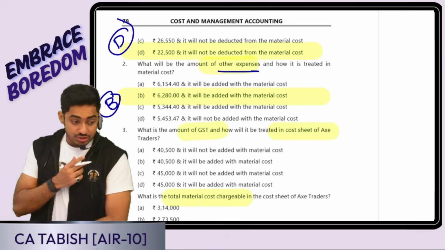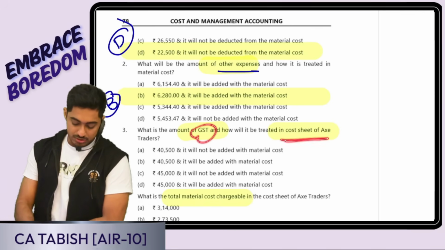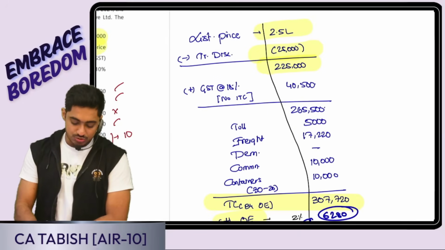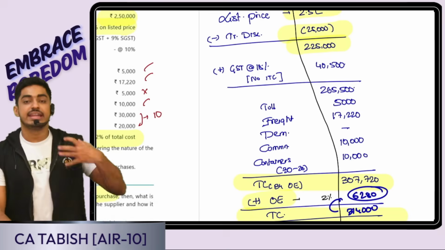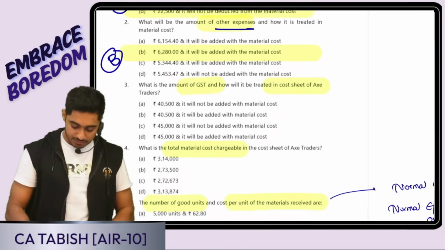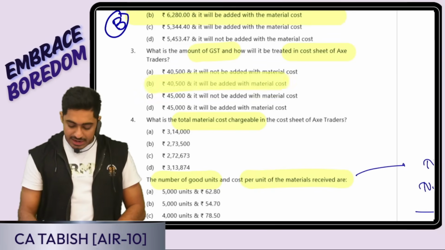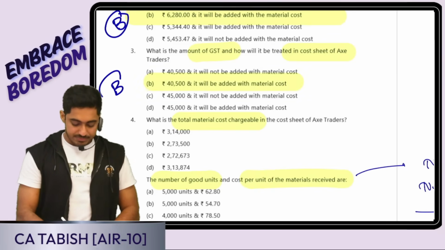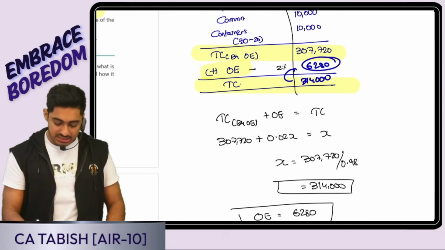Yes, everyone, the next question is, what is the amount of GST and how will it be treated in the cost sheet? Tell me how much is the GST, students? 2,25,000 into 18%, which is 40,500. Tell me, can I take ITC? No. That means it is going to be my cost. Yes, boss. So 40,500 will be added to the cost. Option number B again. Okay, fourth one, what is the total material cost chargeable? Total cost is 3,14,000.